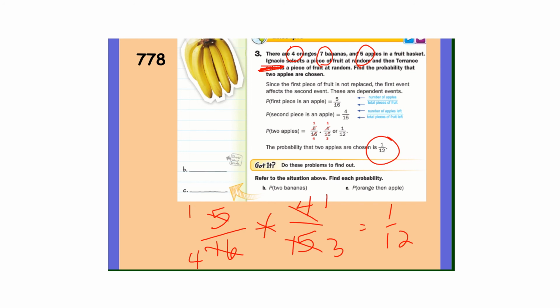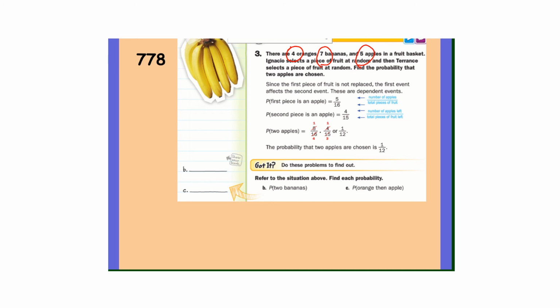Okay, using that same group, the 4 oranges, 7 bananas, and 5 apples, do letter B and then do letter C. Okay, 2 bananas. There were 16 pieces of fruit. We're going to take a piece of fruit out. Now there's going to be 15. How many bananas? If we're going to get 2, 7 out of 16. 6 out of 15. Simplify. We have 3 out of 8.